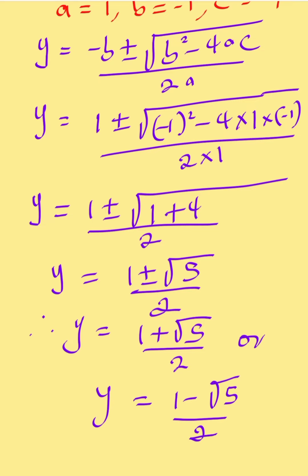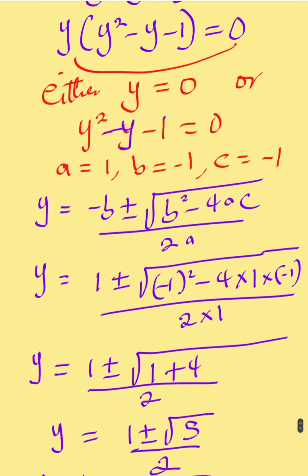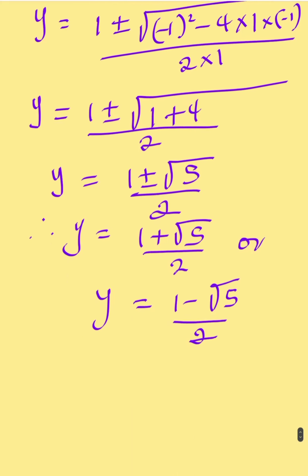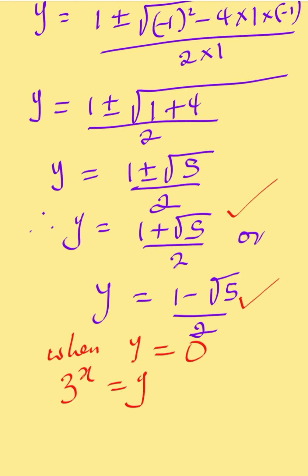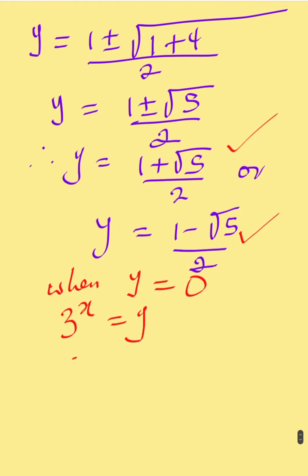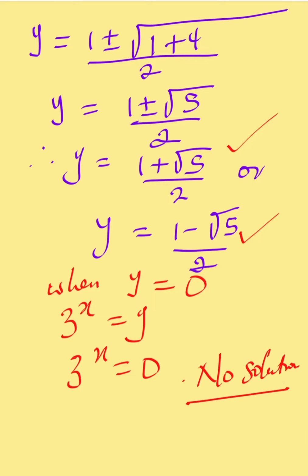We've got three values of y. The first one is y is equal to 0. The second one is this, and the third one is that. But we are not looking for the value of y. We need the value of x. Now, remember 3 to the power of x is equal to y. When y is 0, that means 3 power x is equal to 0. Here, no solution. There is nothing you can do here.